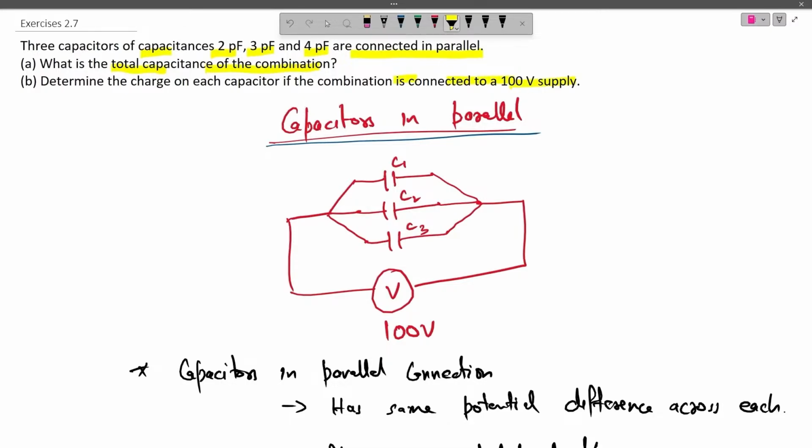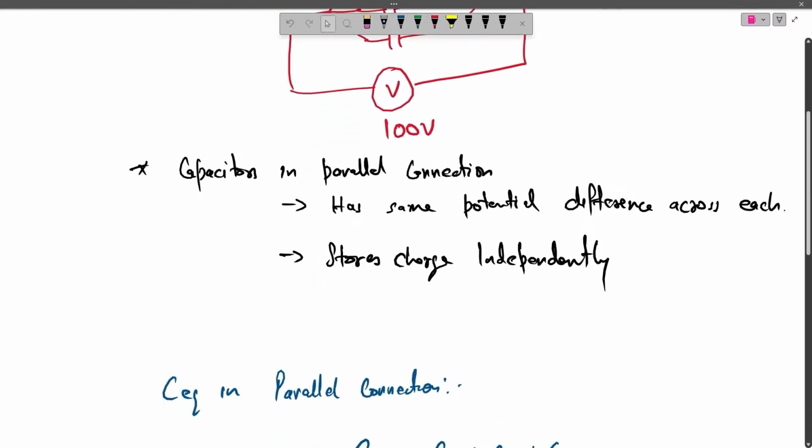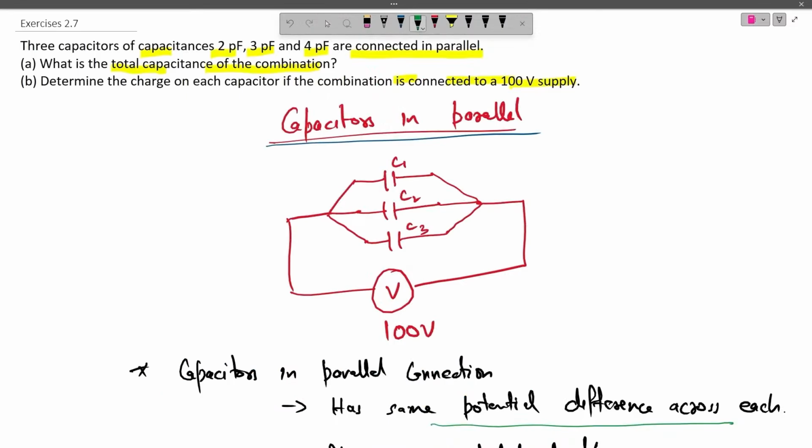Now the parallel connection is like this. The question is saying that there are 3 capacitors. We have named them C1, C2 and C3. They are connected in parallel. Parallel connection means they all receive the same voltage, or the same potential difference, as that of the source. There are certain properties worth noting when capacitors are connected in parallel. The capacitors that are connected in parallel have the same potential difference across each as that of the source. So each capacitor here, C1, C2 and C3, will have a potential difference across it of 100 volts.